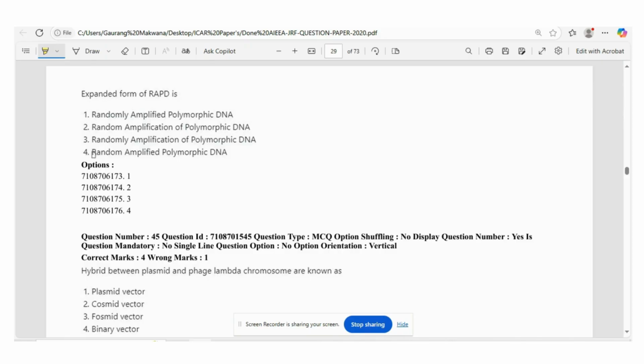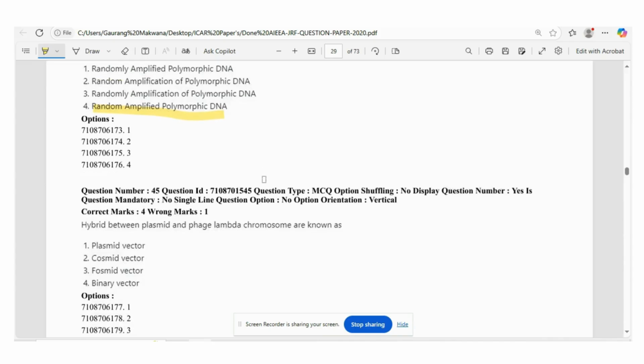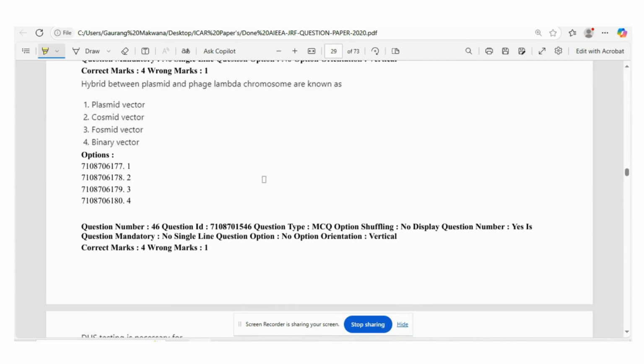Then a hybrid between a plasmid and a phage lambda chromosome is known as a phasmid vector. Here the plasmid is only derived from the plasmid. Then a binary Agrobacterium-derived vector is defined as a binary vector, and a cosmid is a different hybrid: a plasmid plus the cos sites of lambda phage.